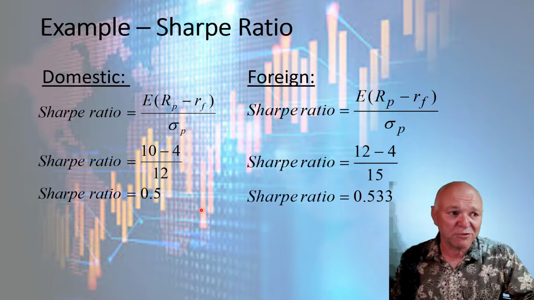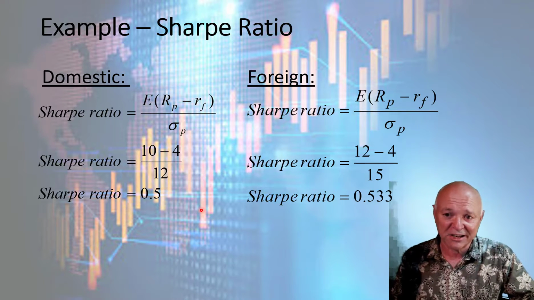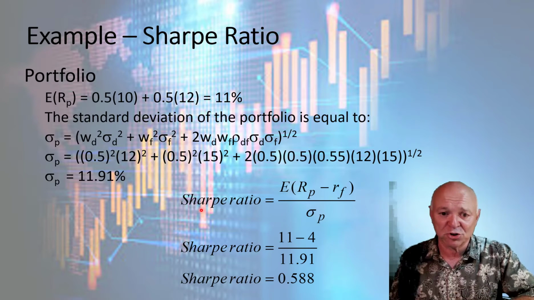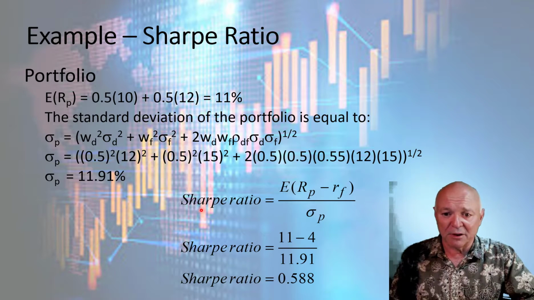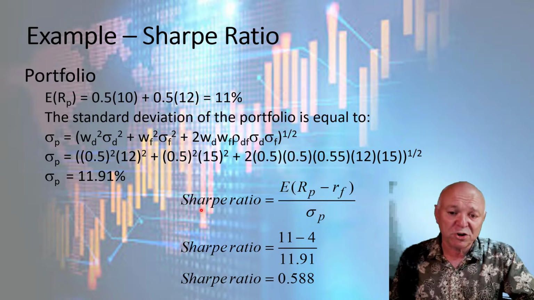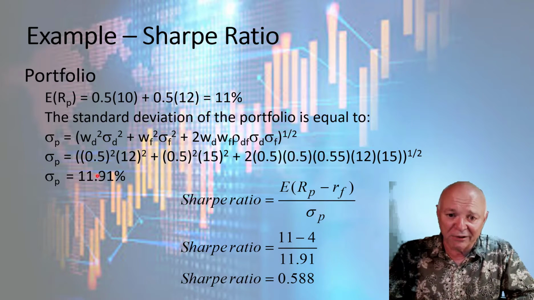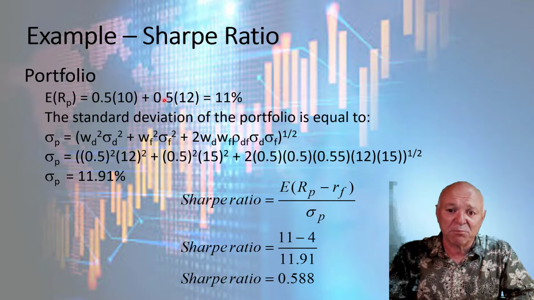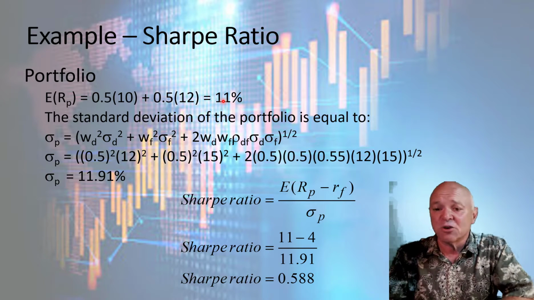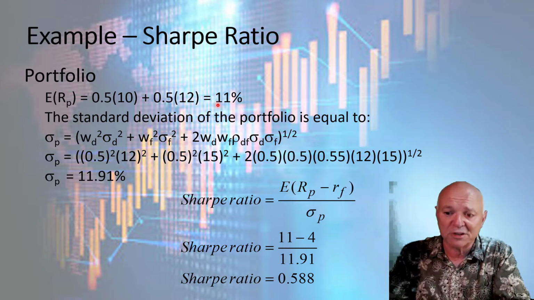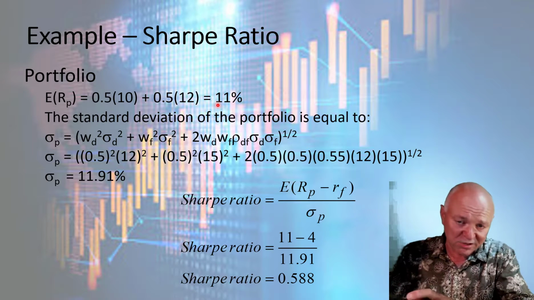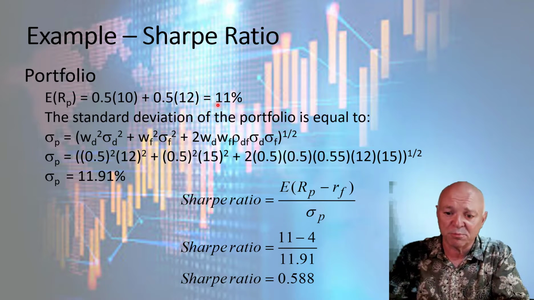How does it work if we have got a portfolio made up of both domestic and foreign assets with these two calculations of the Sharpe ratio? Well, the expected return to our portfolio, if it's made of 50% or 0.5 weight of the domestic and 0.5 weight of the foreign, says our overall rate of return to the portfolio is going to be 11%. And our risk-free rate doesn't change, it's still going to be 4%.